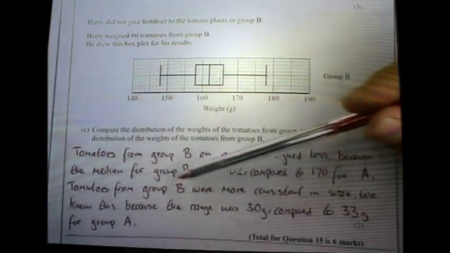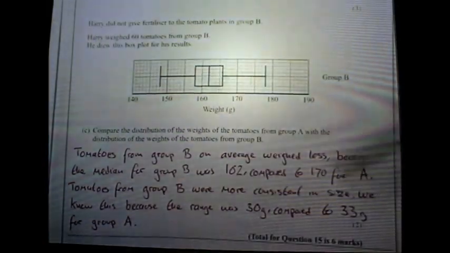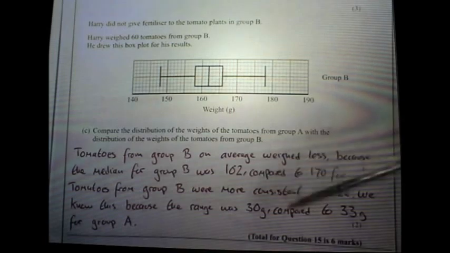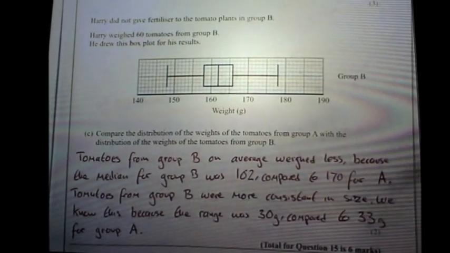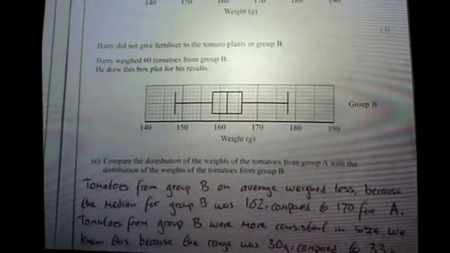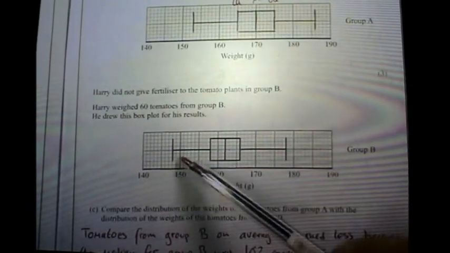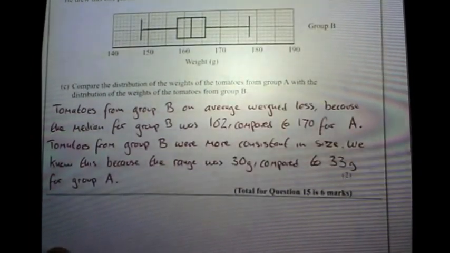And the other difference, because it's 2 marks, tomatoes from group B were more consistent in size. We know this because the range was 30 grams compared to 33 grams for group A. So what the range is, the biggest take away the smallest. So I've said these are more consistent because the range is smaller, and I've even stated it down here.